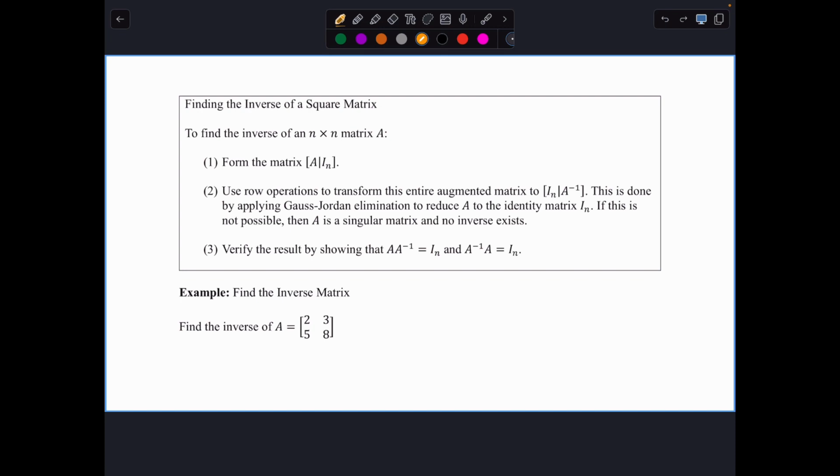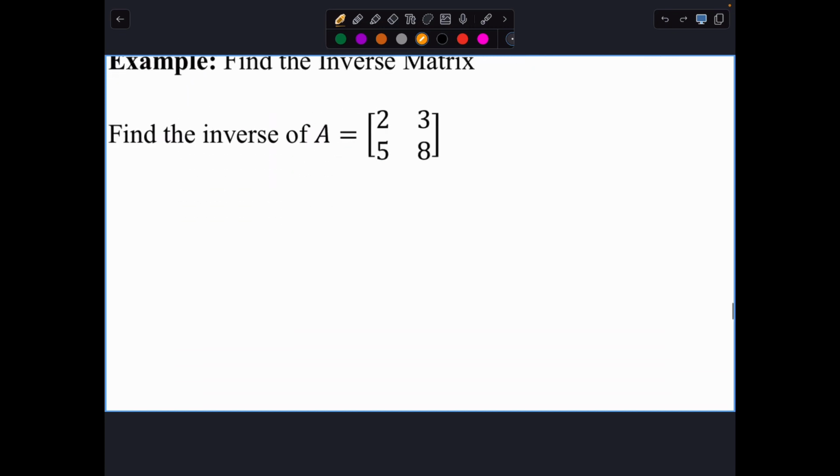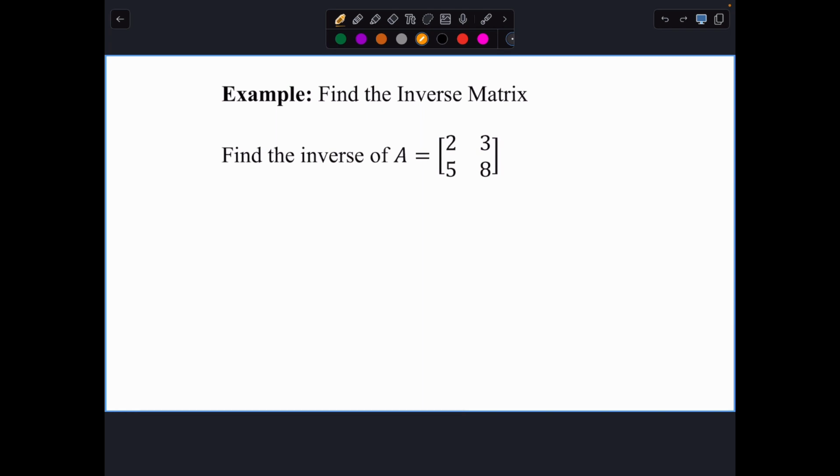Now sometimes there is no inverse. So it would end up being like you'd have a false statement, like you couldn't solve the system. And then you could verify it with your calculator. We're not really going to do this step. We're going to trust that we did it correctly. So let's go through using this method and find the inverse matrix for matrix A.